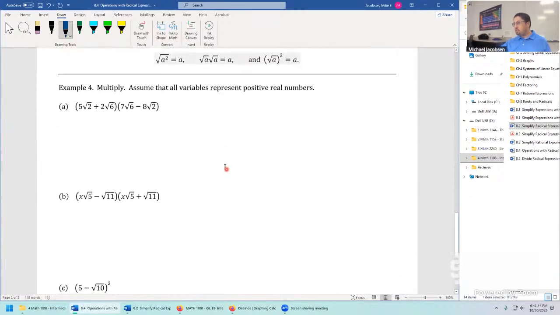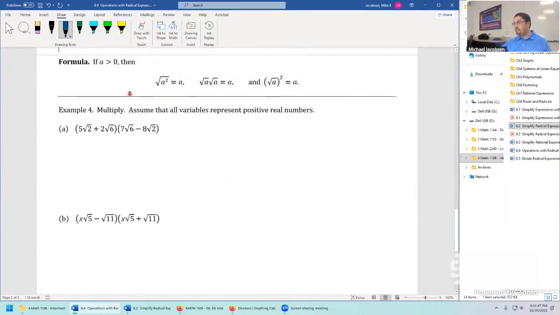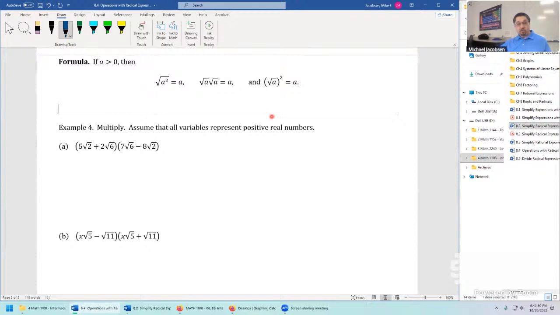We're going to start FOILing out square root expressions like the ones we see down here. And when that happens, there's a really handy formula that helps us out a lot. It comes in really 3 different kinds of formats. You can take the square root of a squared. If a is positive, there's no absolute values here. The square root of a squared would give you just back an a. In a slightly different kind of format, if you take the square root of a times the square root of a, you get just a itself. And yet again, in a slightly different format, square root of a times square root of a in terms of exponents is just square root of a squared. If you square a square root, you get just a back again.